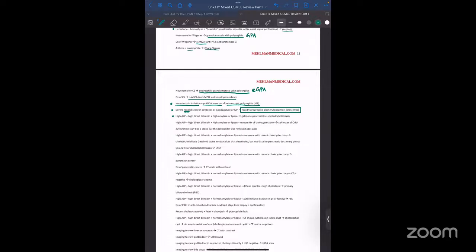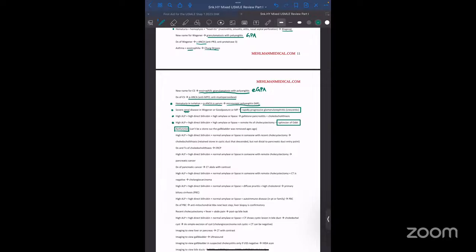Then next is high ALP, high direct bilirubin, high amylase or lipase, plus a remote history of cholecystectomy. The gallbladder is not there. So now this is sphincter of Oddi dysfunction. It cannot be a stone because the gallbladder was removed ages ago. So we've already removed the gallbladder.